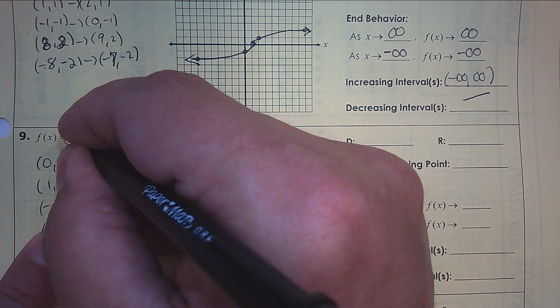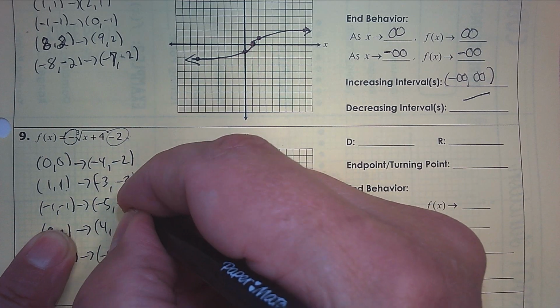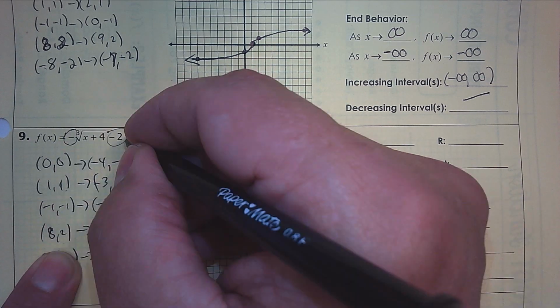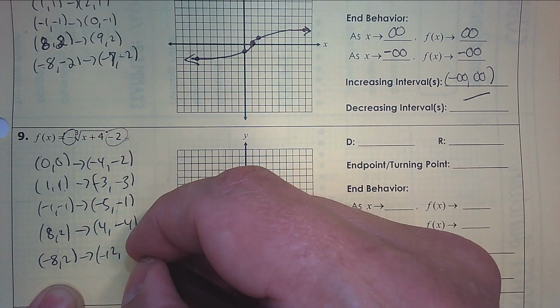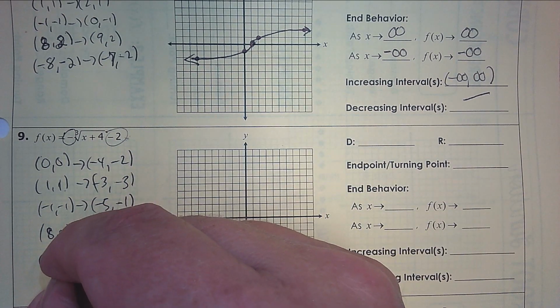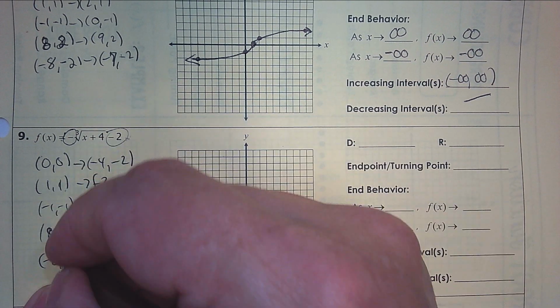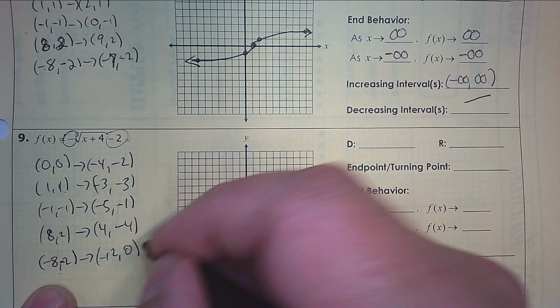This is going to be positive 1 and subtract 2. Negative 2, subtract 2, and this one I don't think will be on my graph. Oh, this is a negative right there. Sorry. So negative, negative is positive 2, subtract 2, which is 0.